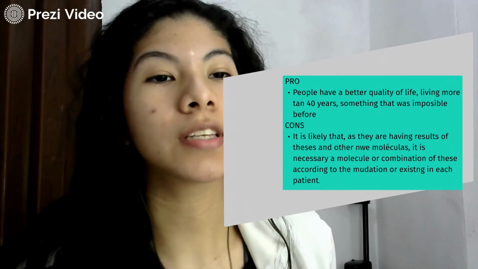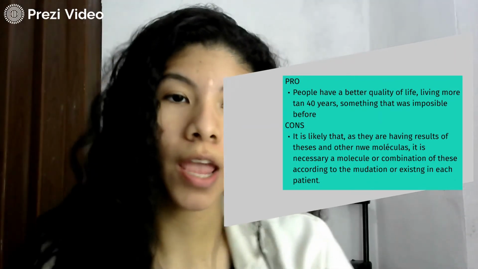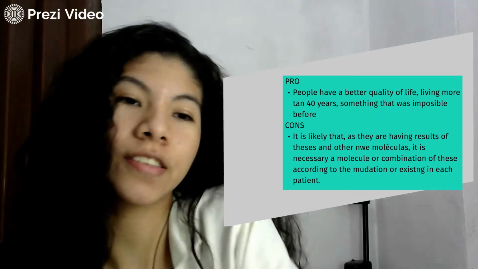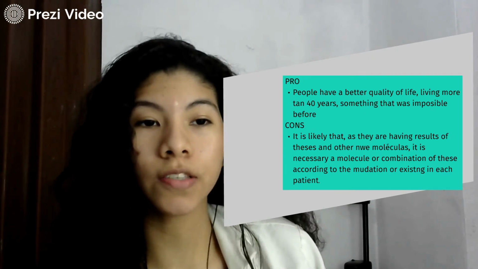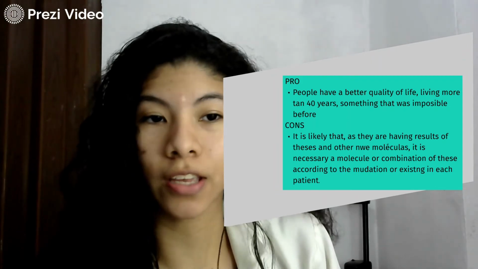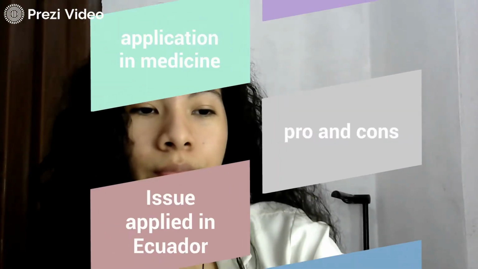People have better quality of life, living more than 14 years older, something that was impossible before. Cons: there are side effects, such as dark eyes, as a result of the new molecule. A molecular combination is necessary, which is chosen according to the mutation existing in each patient.